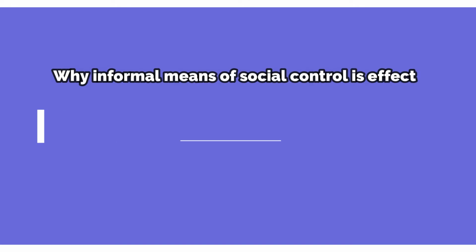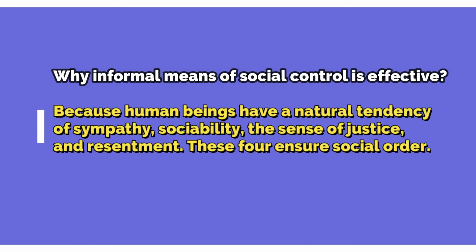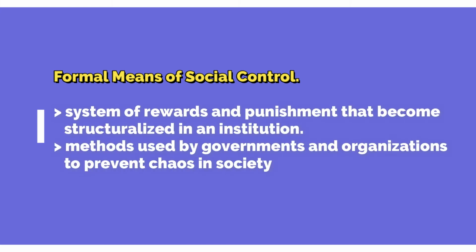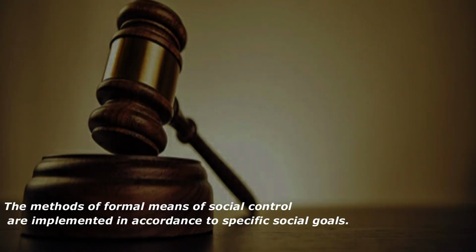Why is informal means of social control effective? Because human beings have a natural tendency of sympathy, sociability, a sense of justice, and resentment. These four ensure social order. The second type of social control is the formal means of social control. They are the system of rewards and punishment that become structuralized in an institution. They are the methods used by governments and organizations to prevent chaos in society. The methods of formal means of social control are implemented in accordance with specific social goals.